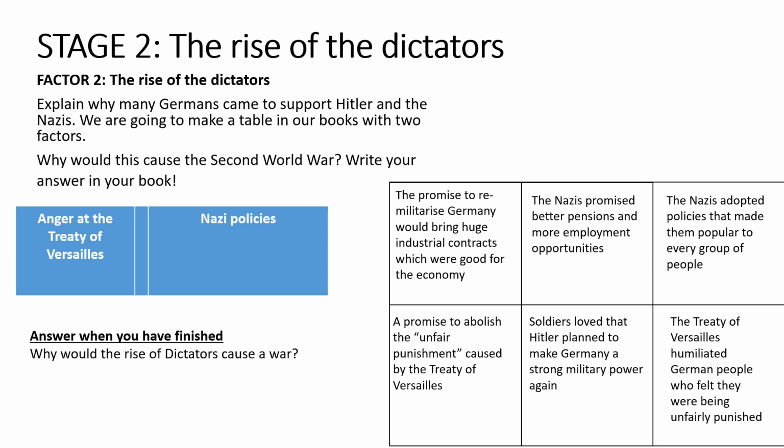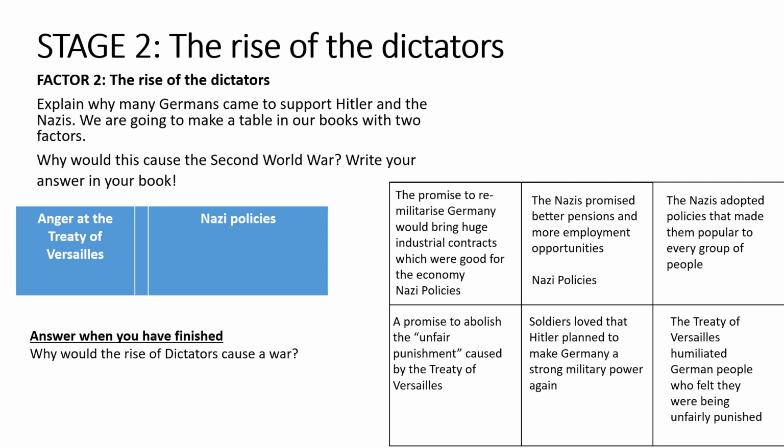Okay, first one, I hope you've all had the chance now to complete the table. The first one, Nazi policies. It was a policy of the Nazis that made them popular to militarize Germany again and make them a strong military, build weaponry, build machinery, and give good jobs for the economy, which was really popular for German people because they felt pride in their military and felt happy that it would be coming back again.